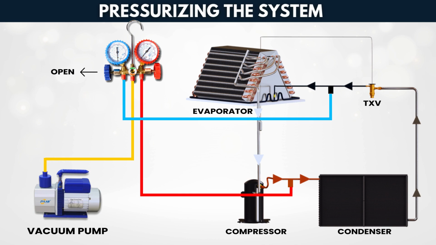Now connect your vacuum pump and evacuate the system down to 500 microns or below. This removes moisture and non-condensable gases. When the vacuum holds steady, recharge the system with the proper type and amount of refrigerant, and then run the AC to confirm it's working correctly.